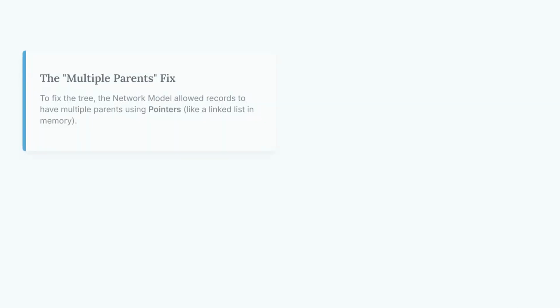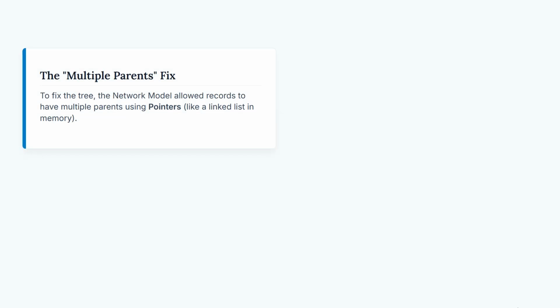To fix the problems with the tree, engineers invented something new, the network model. The network model, also known as CODASYL, tried to fix the tree by allowing a record to have multiple parents. To do this, they used something called pointers. A pointer is like a physical map that tells the computer exactly where the next piece of data lives on the hard drive.